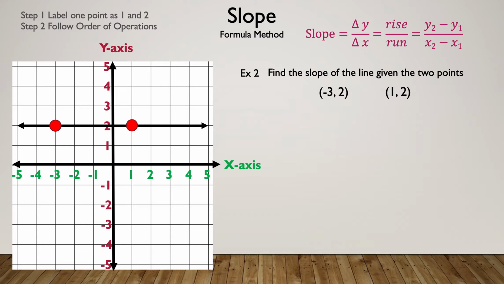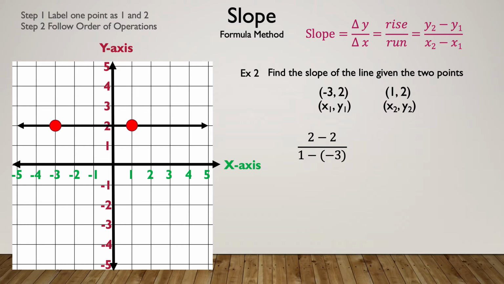Now let's take a look at example 2, where we have the points (-3, 2) and (1, 2). So let's go ahead and pick (-3, 2) as point 1 and (1, 2) as point 2. And now we can substitute those numbers into the slope formula to see what we get. So we can substitute 2 for y2. We can substitute 2 for y1. And now we can substitute 1 for x2. And lastly, substitute negative 3 for x1. As you can see, we put the parentheses around the negative number to help visualize that we're substituting a negative number, and it will help with the order of operations.